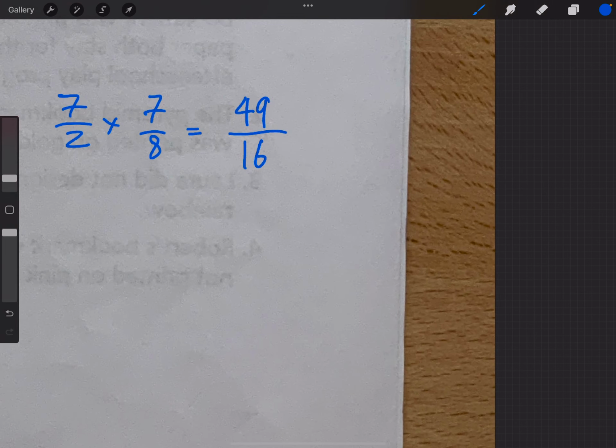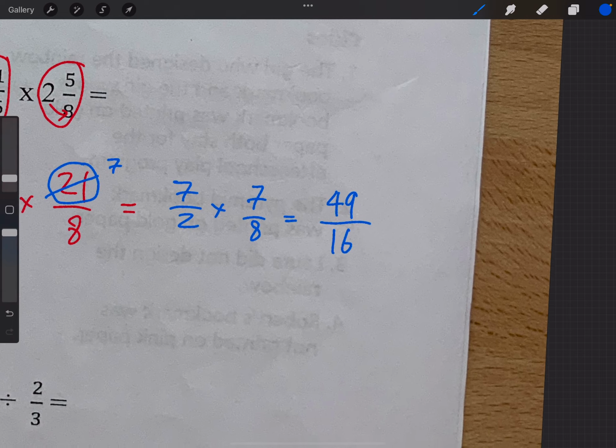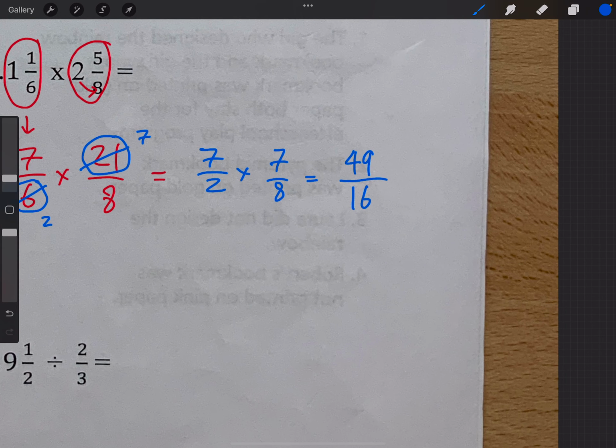Alright, now you can just leave your answer like that, that's fine. This one can't be simplified, just leave the answer like that. If you really want to, you can turn it into a mixed numeral and say how many 16s go into 49. That's going to be 3, because 3 times 16 is 48, with remainder 1 over 16. You can do that if you want. But this answer is also correct.